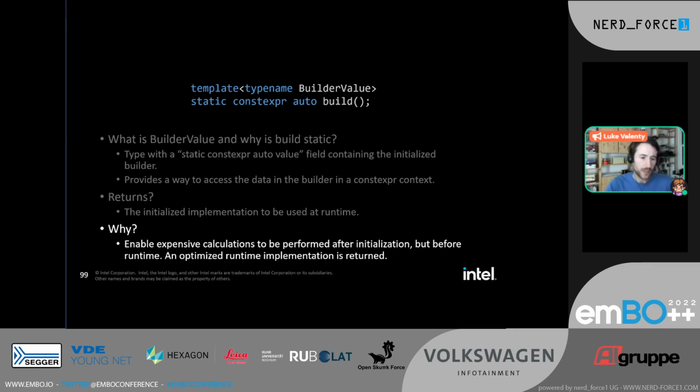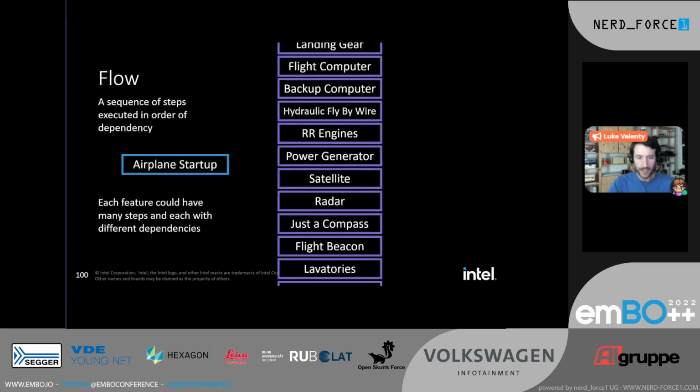So let's go into a little bit more detail about why we might have expensive calculations after initialization. To do this, we can look at our example of the airplane startup. There's lots and lots of components here, and each one of these components can have multiple steps that are required to initialize it and get ready for flight. We can also imagine that there are dependencies between them. Before you can start up the engines, maybe you need your power generator to be on. Before you can turn the fan on in the lavatory, you also need the power generator, but you might want to do that really soon.